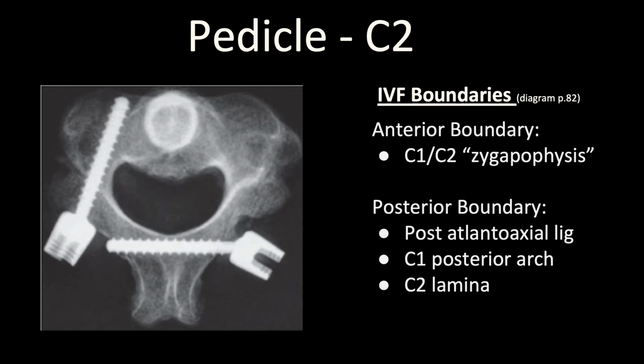So know that between occiput and C1 and C2, the zygapophysis forms the anterior boundary. And then remember from the IVF drawings in last exam material, for every other vertebra, the zygapophyseal joint is on the posterior side, forming the posterior boundary. So just know that and you'll be good to go.